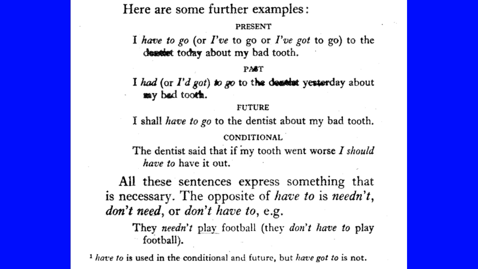Don't need, or don't have to. For example, they needn't play football. They don't have to play football. One: have to is used in the conditional and future, but have got to is not.